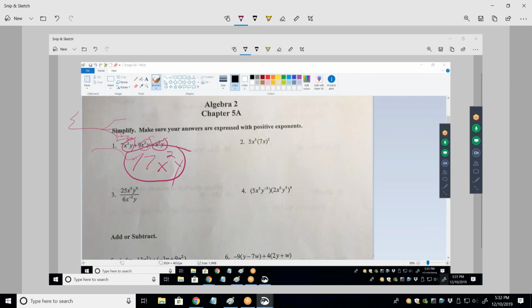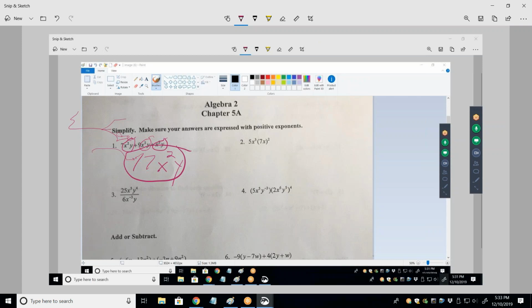Okay. Number 2, you can multiply unlike terms. We have an x cubed and we have an x squared. So we would not be able to add those because they're different. But we can multiply them. What's the first thing we should do with number 2?